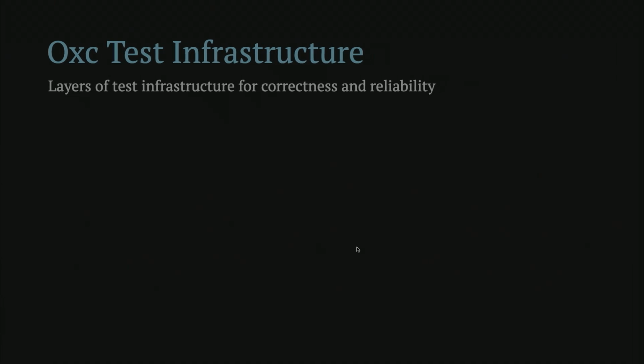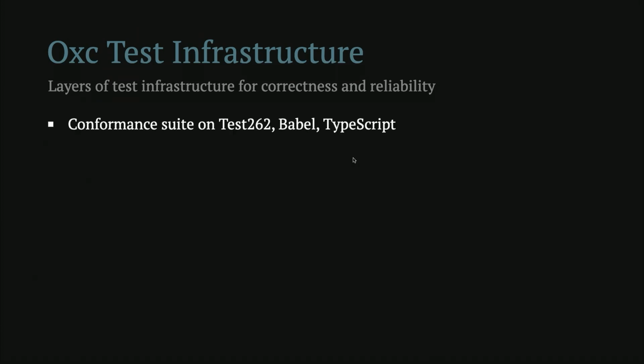So for OXC, we not only focus on performance, but we also focus on correctness and reliability. And for a compiler, this is really important because everybody's code, all JavaScript code will run through the compiler, will run through OXC. So in OXC, we have a conformance suite on 3 parsers, or 3 test suites: test262, Babel, and TypeScript. So we run all their test code as well.